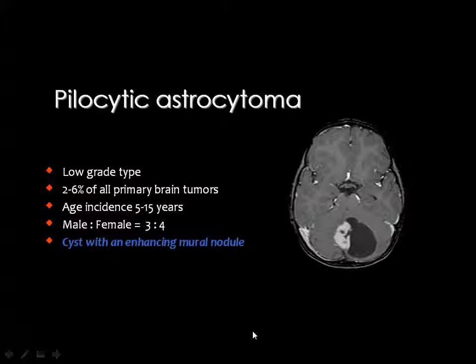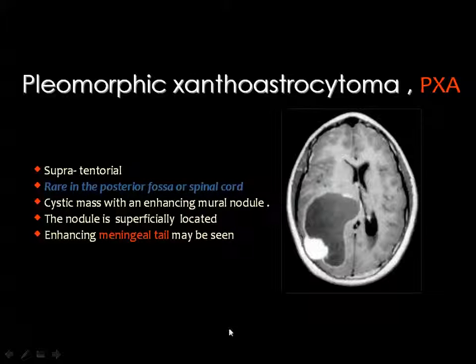Then you also remember the pilocytic astrocytoma, which is a cyst with an enhancing mural nodule, commonly located in the posterior fossa, usually in the pediatric age group, and it has this very characteristic appearance of a cystic component with an enhancing mural nodule. And also you remember the pleomorphic xanthoastrocytoma, or the PXA, with a cyst with an enhancing mural nodule occurring supratentorial.